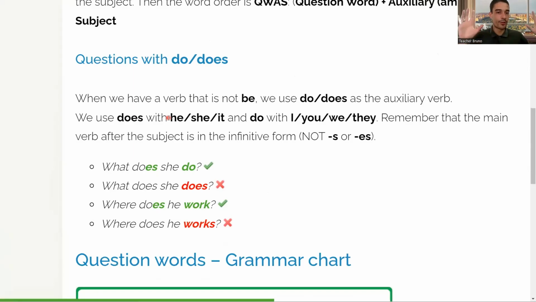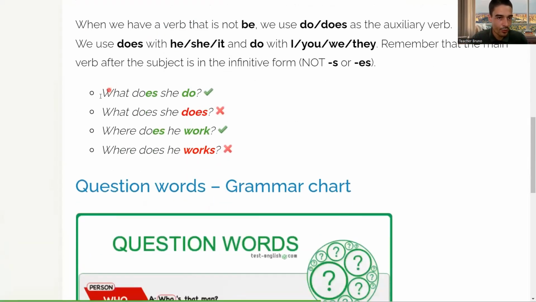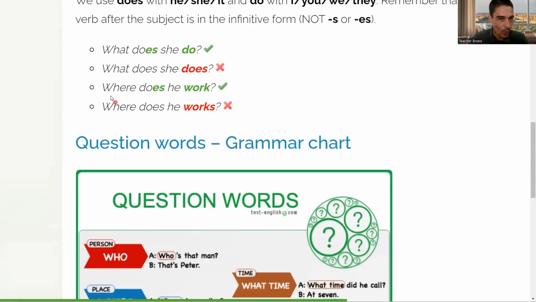Questions with other verbs: play, study, work, read, listen, watch. Other verbs use do or does. Does is for he, she, it, and do for the other pronouns. Examples. What does she do? Does is the auxiliary, she the subject, and do the main verb. Where does he work? Auxiliary, subject, verb.